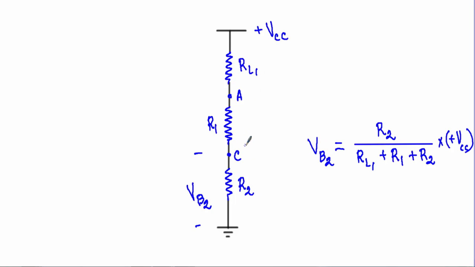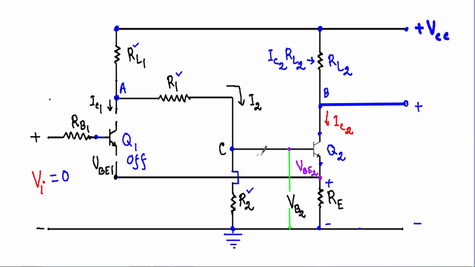As the current will enter from this direction, this terminal of this R2 will be positive and this terminal will be negative. So this end of this VB2 will be positive and this end will be negative, and this VB2 will be sufficient to drive this transistor Q2 into the saturation region, or the on state.